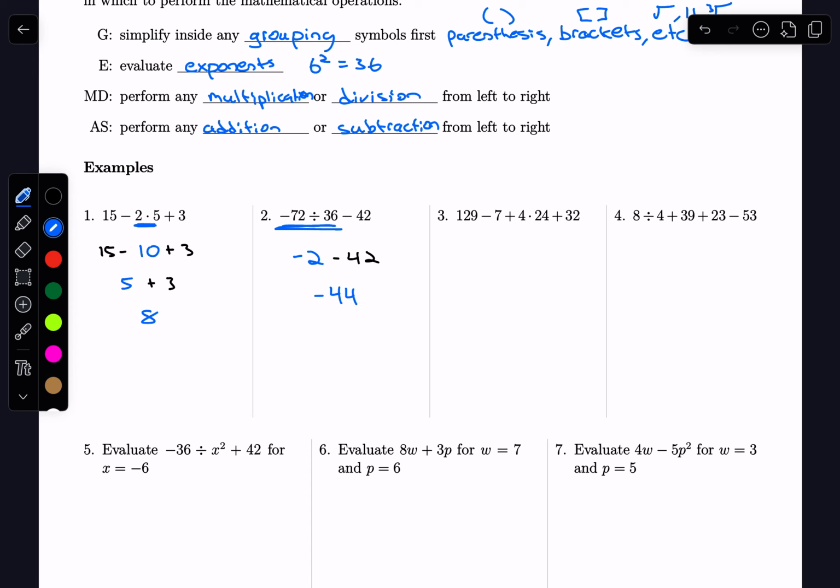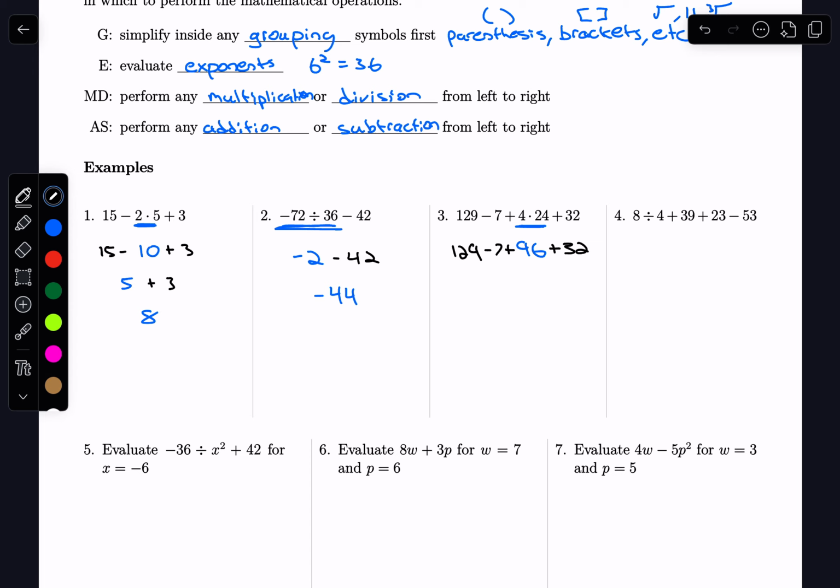Number 3, I notice we have a subtraction, an addition, a multiplication, and another addition. So again, no grouping symbols, no exponents, but we can go ahead and jump to where this multiplication is right here in the middle. 4 times 24 is 96. And then we go ahead and rewrite the rest of the problem around it the way we saw it before. Notice I keep all the symbols the same, so the minuses and pluses stay in the same places. The only thing that changed was I multiplied the 4 and the 24.